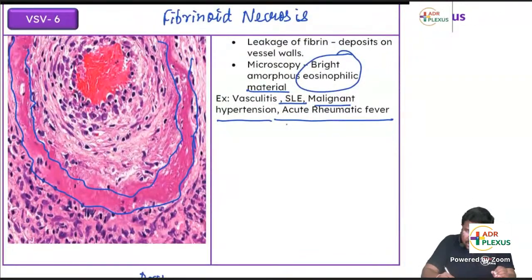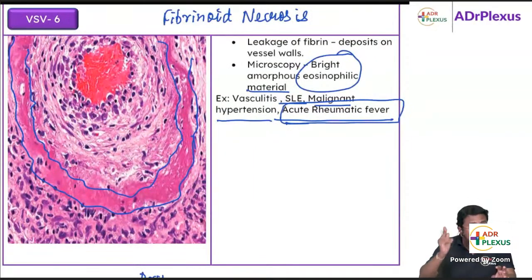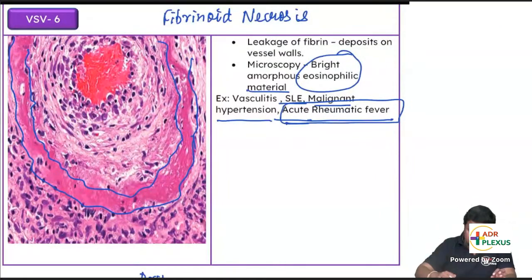Yes, in acute rheumatic fever, Aschoff bodies will be seen in the myocardium, pericardium, and endocardium. All three layers can show Aschoff bodies, but they are more commonly seen in the myocardium. In an Aschoff body, you can get fibrinoid necrosis.